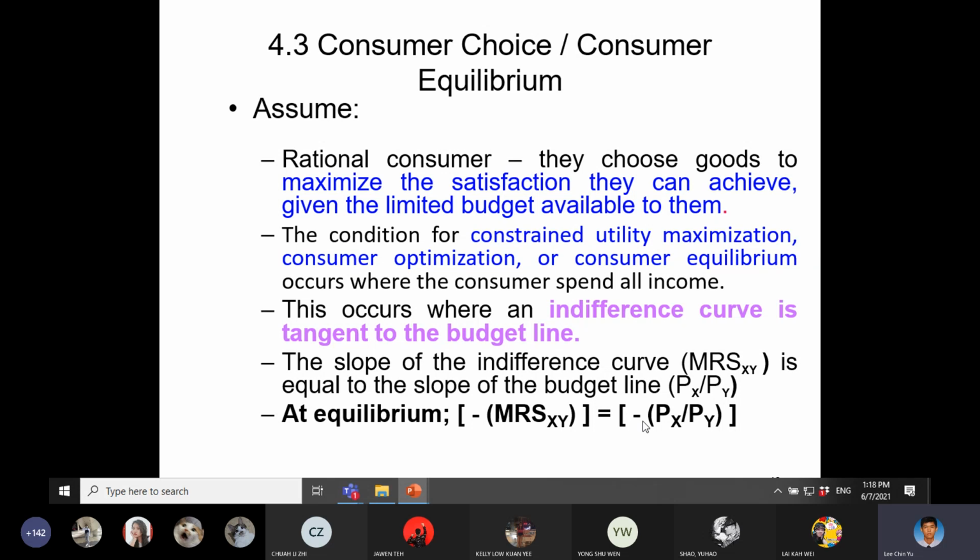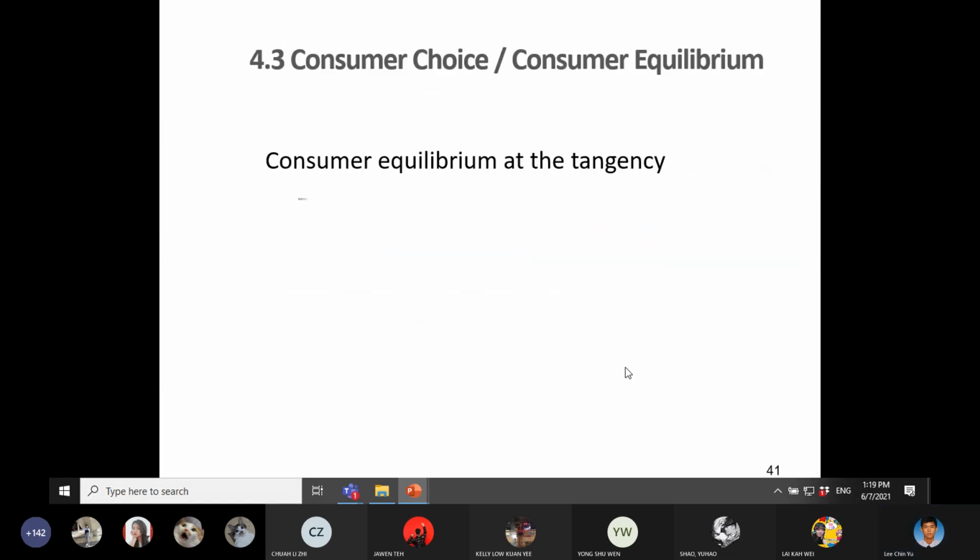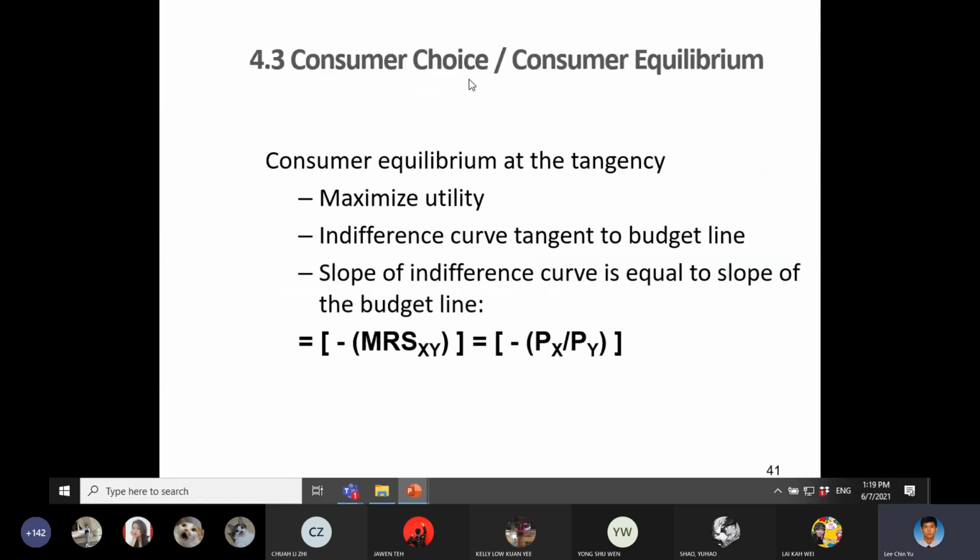You can see that we have a negative sign, because the MRS is downward sloping, and the slope of the budget line is also downward sloping. That's why we have a negative. Some of you might say, wait, why do certain textbooks ignore the negative sign? Because the negatives cancel out. No problem. So from here we can conclude, in order to maximize the utility and achieve the consumer equilibrium, we must achieve the situation where our indifference curve is tangent with the budget line. So this is the condition that we want to achieve.